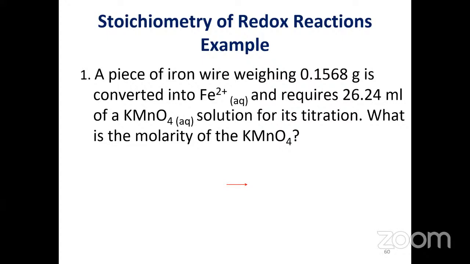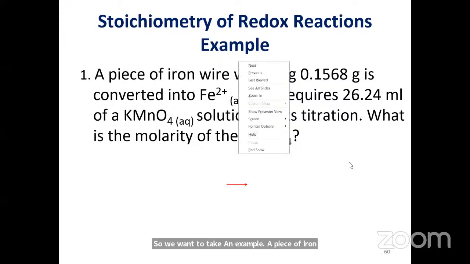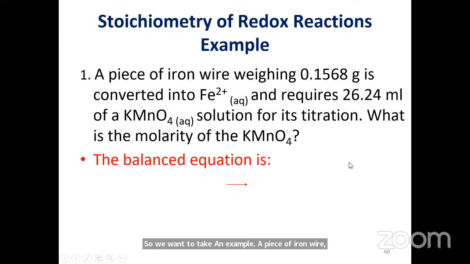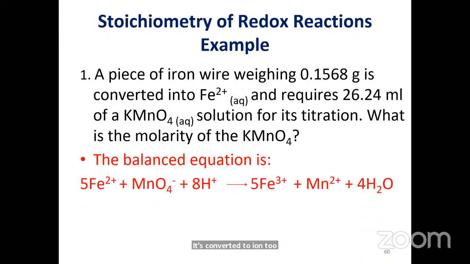So we want to take an example. A piece of iron wire weighing 0.1568 g is converted to iron 2+, and it requires 26.4 ml of KMnO4 solution for its titration. What is the molarity of the KMnO4?